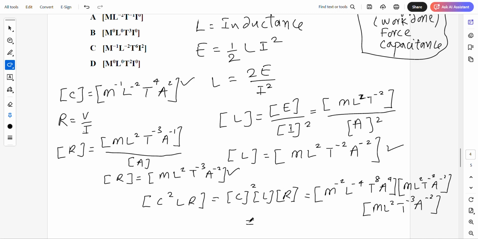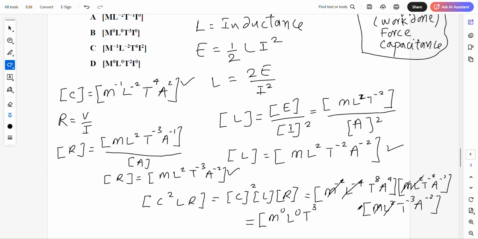That is equal to, here, see, M gets cancelled, M and M square, this will not be there. That is M to the power of 0 I can write here. Now come to L. L square, see, L also gets cancelled. L square and L square is L to the power of 4, so L to the power of 0. What about T? T to the power of 8 minus 2, minus 3, minus 2 is minus 5, minus 5 plus 8 is plus 3. T to the power of plus 3.